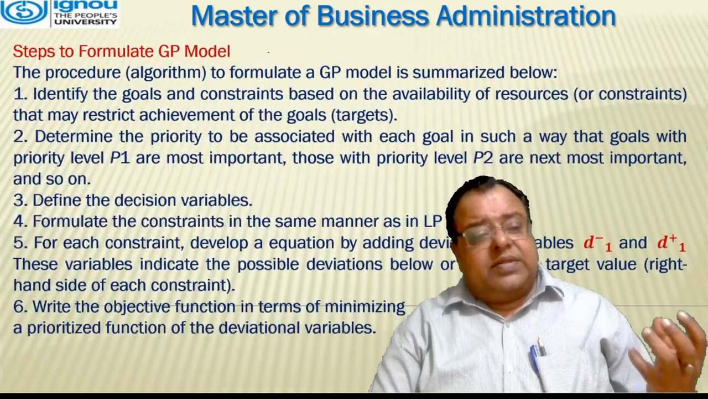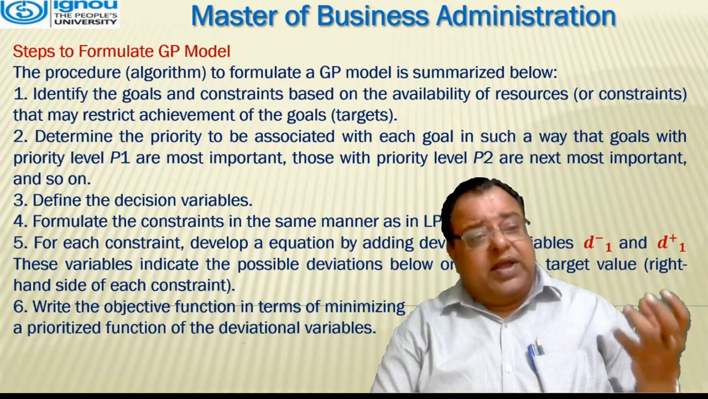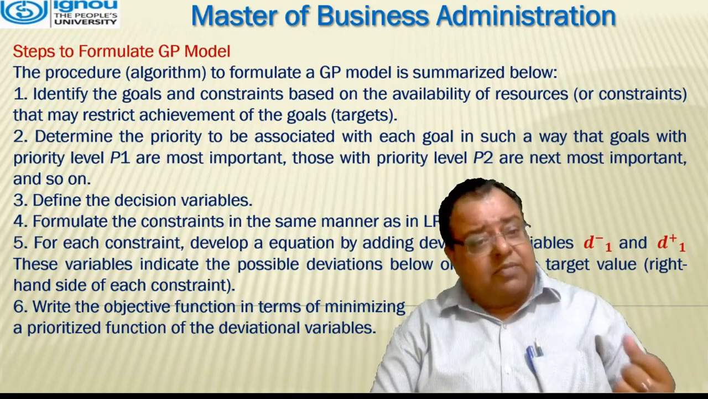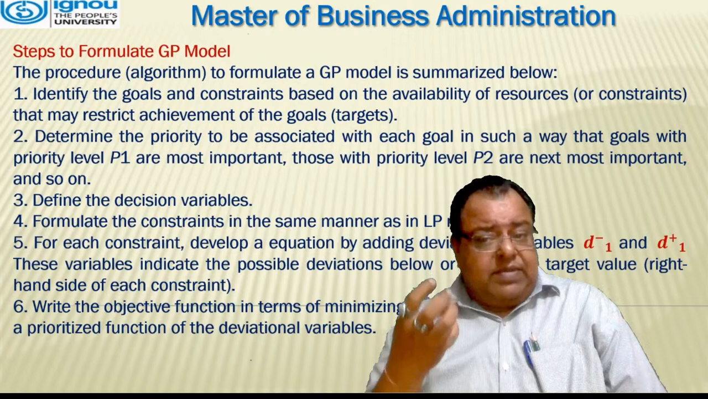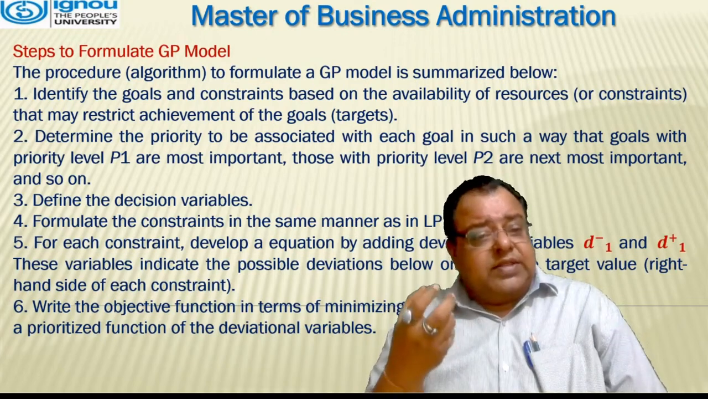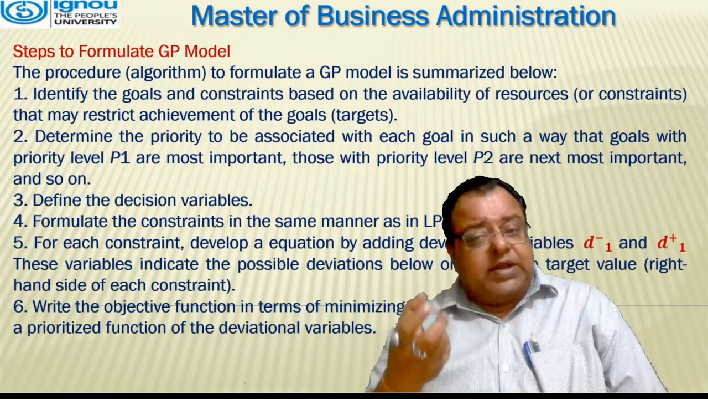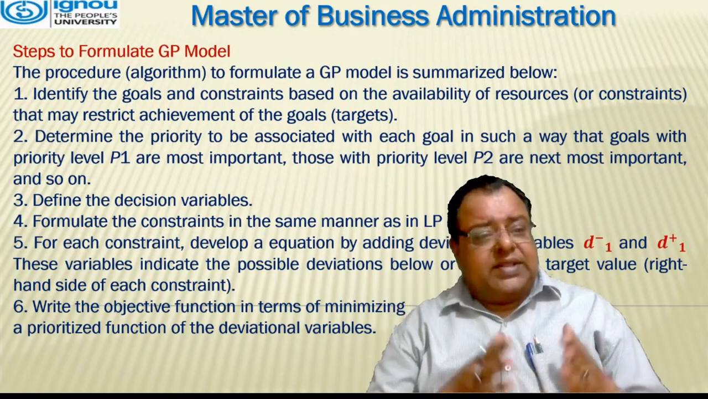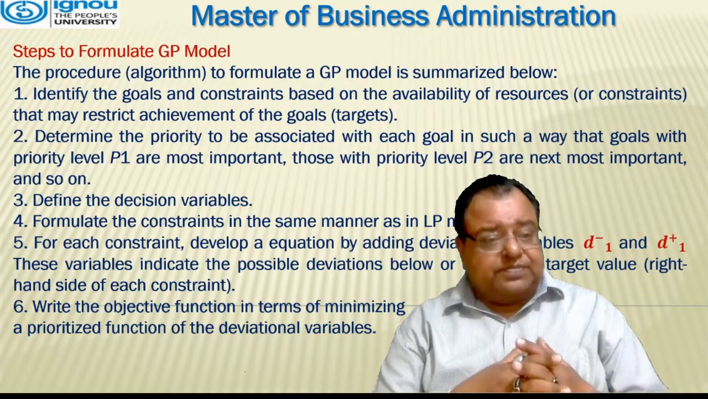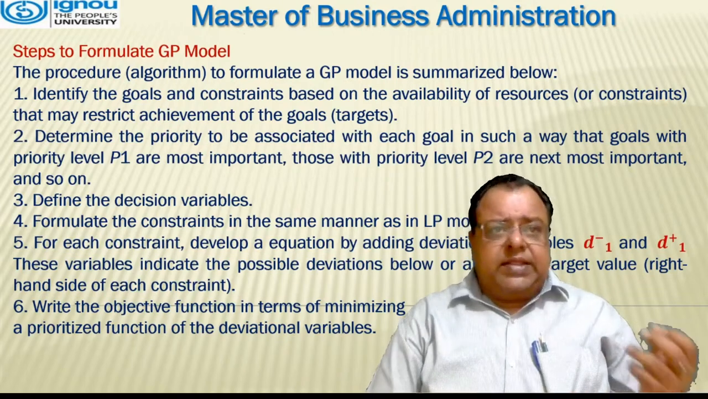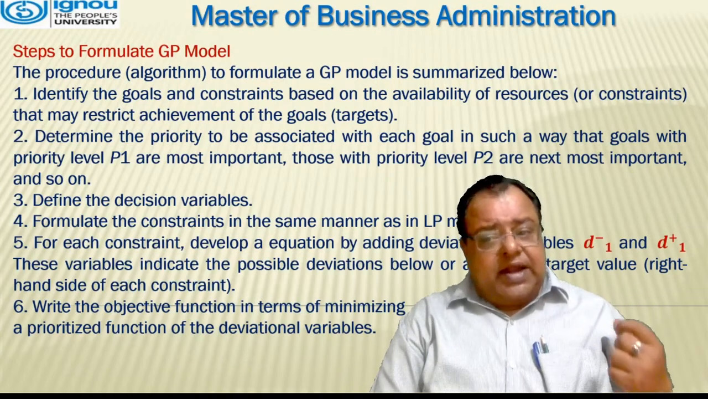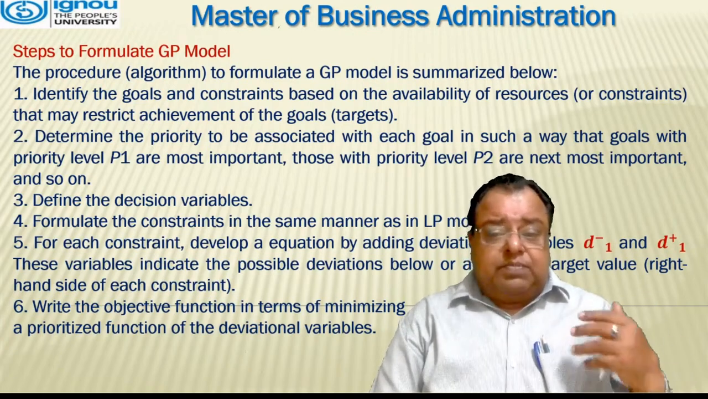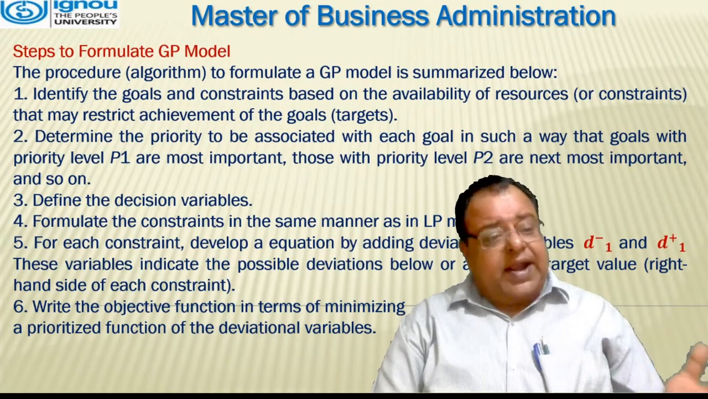What are the different steps to be followed in formulating a general goal programming model? The procedure algorithm to formulate a GP model is summarized below. First, identify the goals and constraints based on the availability of the resources or constraints that may restrict achievement of the goals. Second, determine the priority to be associated with each goal in such a way that goals with priority level P1 are most important, those with priority level P2 are next most important, and so on.